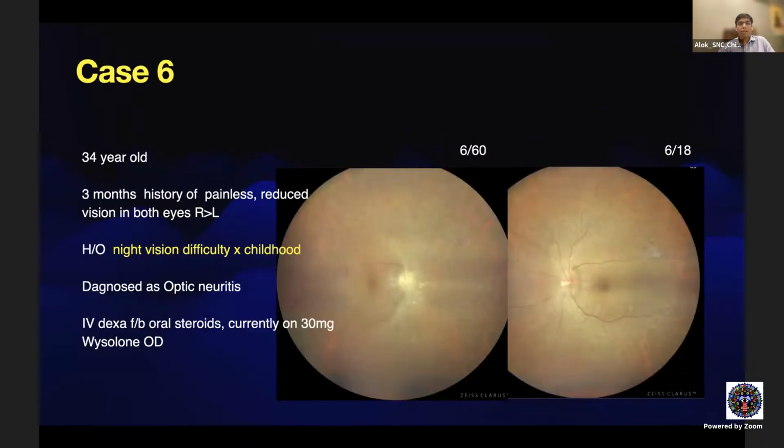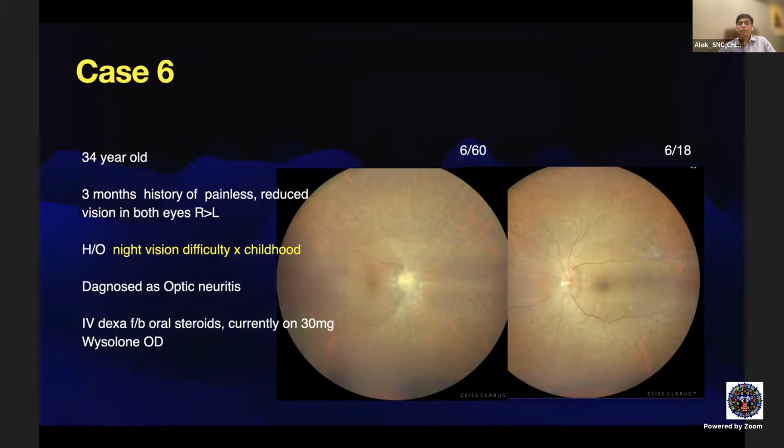Now, case 6 is a 34-year-old male who presented with history of painless reduction of vision in both the eyes, right eye more than left. And he also gave history of night blindness since childhood. He was diagnosed as optic neuritis in the right eye and was treated with intravenous dexamethasone along with oral steroids. When he presented to us, he was on 30 milligram of prednisolone per day.